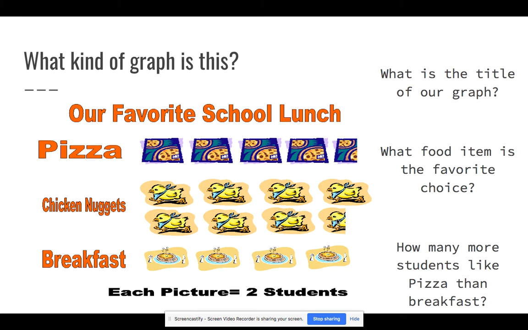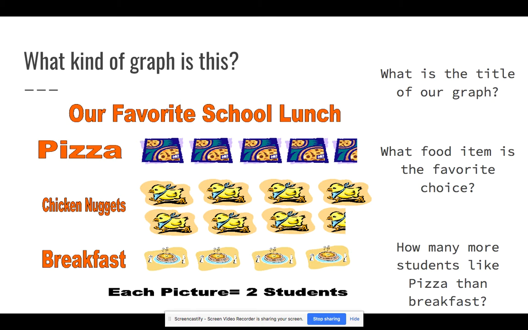And our last question on the pictograph. How many more students like pizza than breakfast? So let's count our pizza. 2, 4, 6, 8 and a half. So this will be 9. Breakfast has 2, 4, 6, 8. So how many more students like pizza than breakfast? Pizza has 9, breakfast has 8. How many more? Awesome. There is one more student that likes pizza than breakfast.